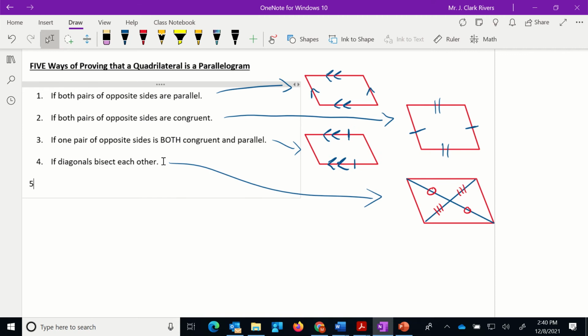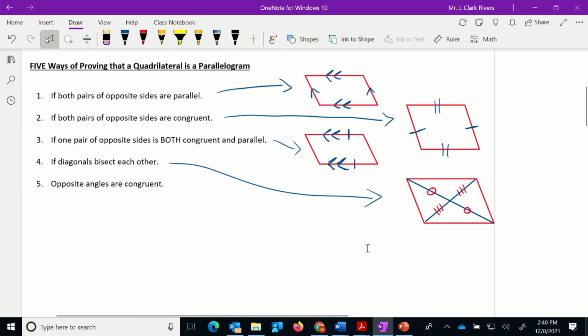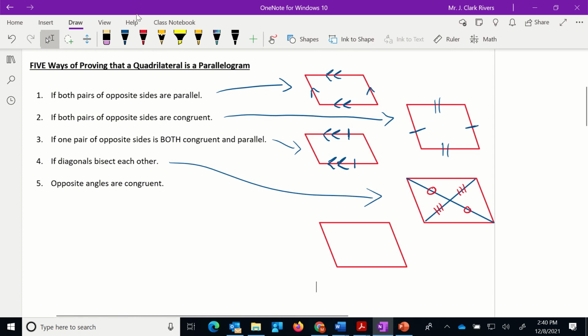And the fifth way to know that you have a parallelogram is if the opposite angles are congruent. So here we have our parallelogram. Both pairs of opposite angles, yeah, both pairs. So here is congruent to here, and here is congruent to here.